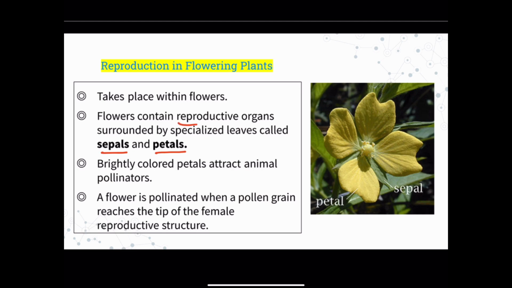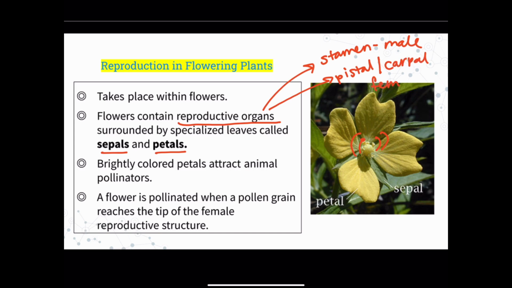The reproductive organs that we talked about are the stamen, which is our male part, and it's made of the anther and the filament. If you remember, they looked like that. It's also made up of the pistil, or the carpel. You'll see both. Those are our female part, and that would be in the middle. That contains our style all the way up here, our stigma, and then our ovary and our ovule. So those right here are our reproductive organs.